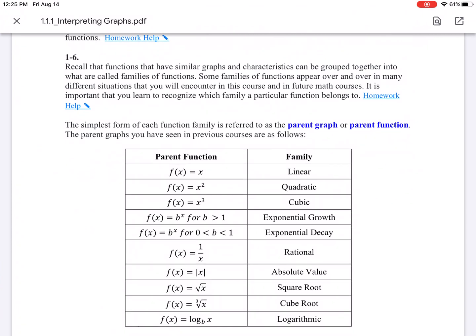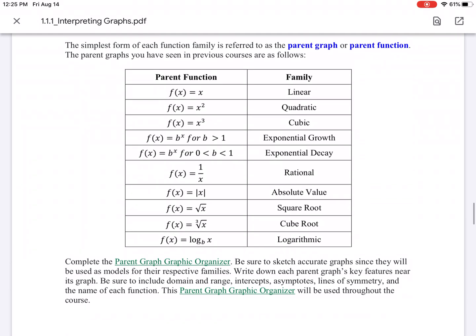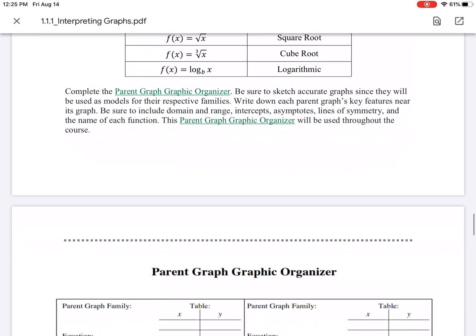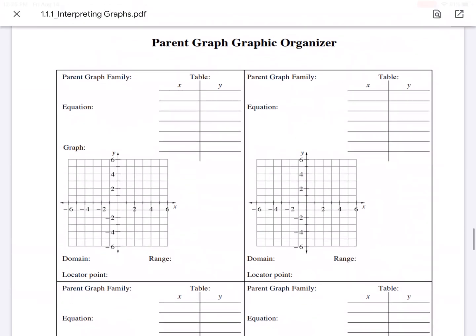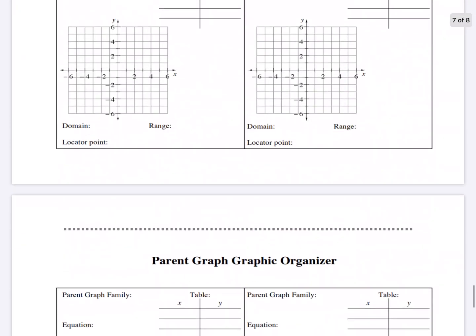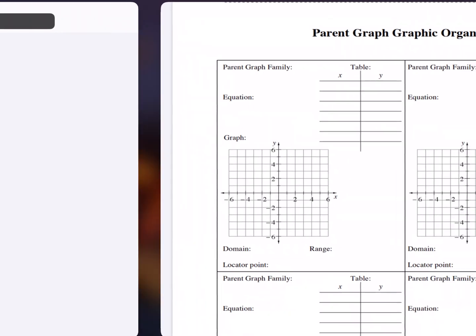1-6 is one that I want to talk about in particular. This one's mentioning different function types, and you have this table here that defines the simplest form of each function family, which we often refer to as the parent graph or parent function. So if you have all these parent functions here in the table, you're going to have to complete these parent graphic organizers. These links will take you to one if you have a printer and you want to print it out, or you don't even need to do that because I have them here. So if you want, you can print these pages out. If you don't have a printer, again, you're just going to have to copy it down by hand into your notebook. So just to show you what I mean by that.